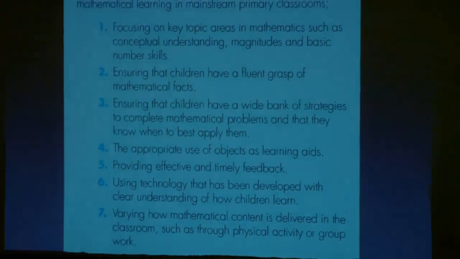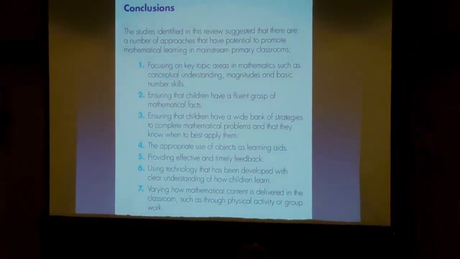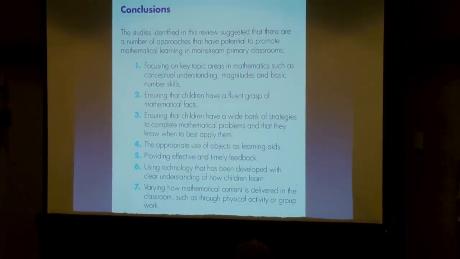What they concluded from this review was that there are 7 points that are really important when considering instruction in early mathematics. The first one is focusing on key topic areas in mathematics, such as conceptual understanding, magnitudes, and basic number skills. The second one is ensuring that children have a fluent grasp of mathematical facts. It doesn't mean that those mathematical facts only need to go into their minds through some drilling procedure. There's multiple pathways towards mathematical fluency. Ensuring that children have a wide bank of strategies to complete mathematical problems and that they know when best to apply them. I think this is a really critical point.